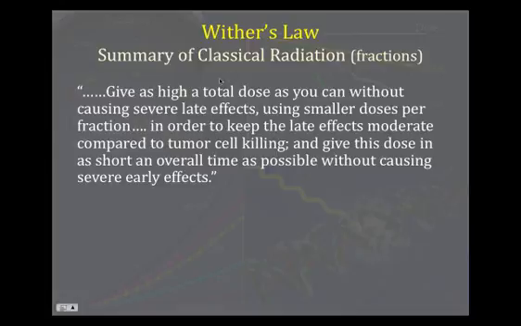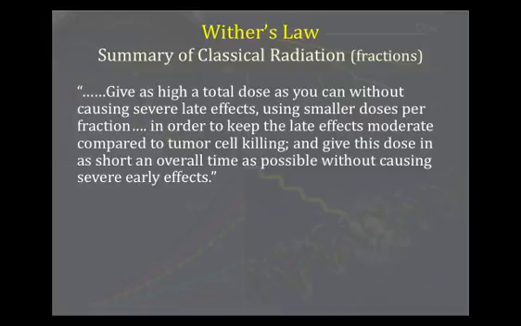So basically, Dr. Withers' law, summarizing the classical radiation knowledge, was to give as high a dose as possible without causing severe late effects, using smaller dose per fraction in order to keep the late effects moderate compared to cell killing, but give this dose in as short an overall time as possible without causing severe late effects.